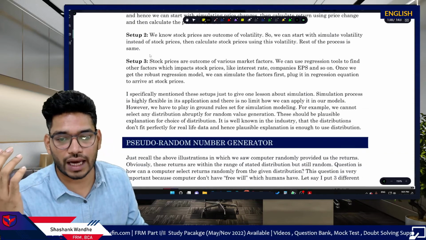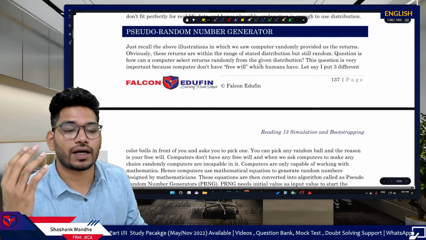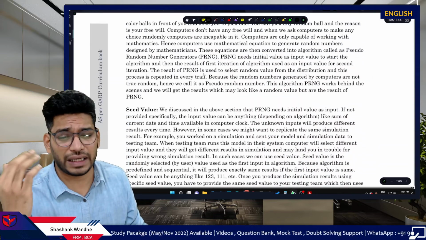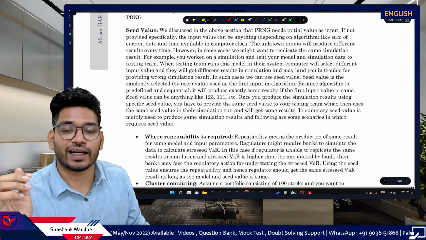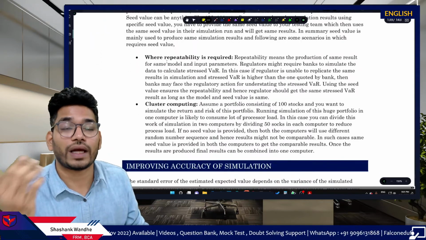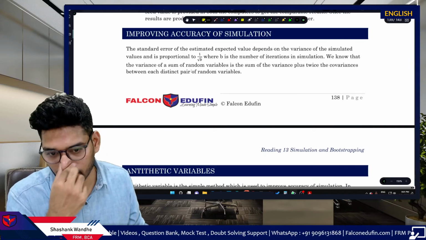This is based on the actual simulation. Then the pseudo random number generator, understand what is pseudo random, PRNG. Okay, it is difficult to say, kind of a tongue twister. Now what is the seed value, the importance of the seed value, and when you have to use the seed value. Then improving the accuracy of simulation.